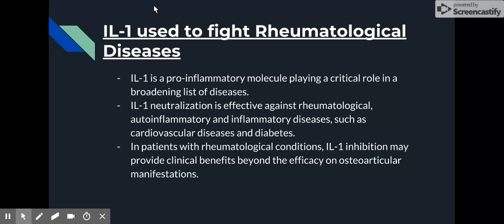IL-1 neutralization is effective against rheumatological, autoinflammatory, and inflammatory diseases such as cardiovascular diseases and diabetes. In patients with rheumatological conditions, IL-1 inhibition may provide clinical benefits beyond the efficacy on osteoarticular manifestations. So IL-1 inhibition has been used to help fight rheumatoid arthritis as well as NOMID.